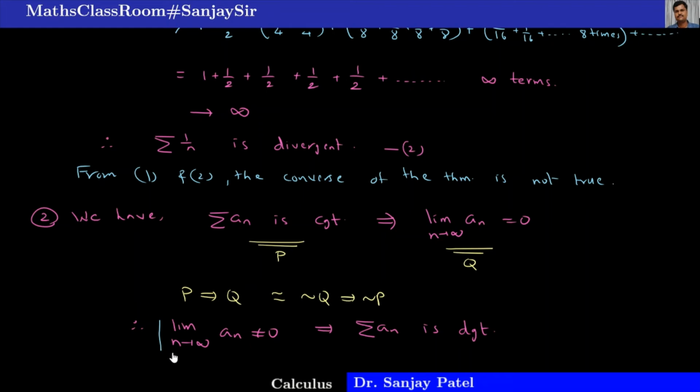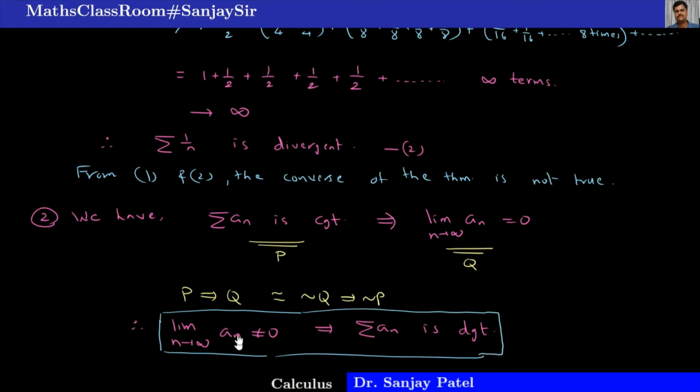It gives us a rule of proving a given series is divergent. Okay, so just remember this. Whenever you want to prove a series is divergent, just find the limit of the nth term, and if it turns out to be not equal to 0, then you can immediately say the series is divergent, means not convergent. But if it is 0, we cannot say anything. So this is very, very important.